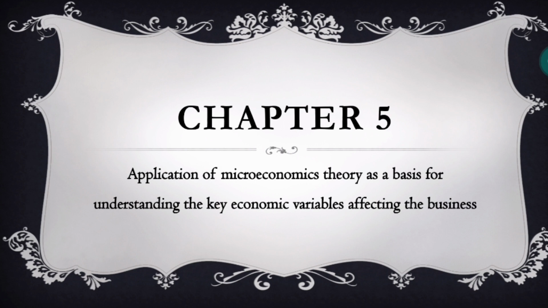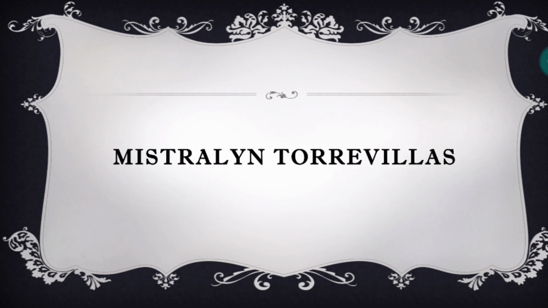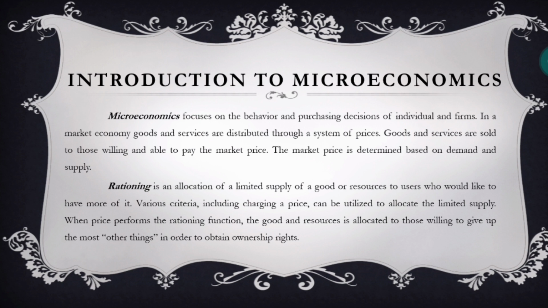We're talking about chapter 5, application of microeconomics theory as a basis for understanding the key economic variables affecting the business. I'm talking about the introduction to microeconomics. Microeconomics focuses on the behavior and purchasing decisions of individuals and firms.